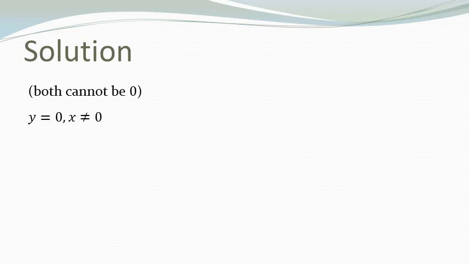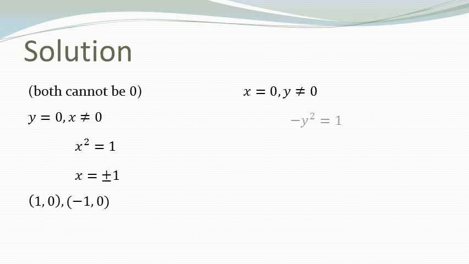Now it's clear that both x and y cannot be 0 at the same time. So consider the case that y is equal to 0 and x is not equal to 0. So from the first equation we get this, which means x is equal to plus minus 1, which means the 2 points that we get are 1, 0 and minus 1, 0. Now consider the case that x is equal to 0 and y is not equal to 0. Now this gives us minus y squared equals 1. Now that is clearly not possible.